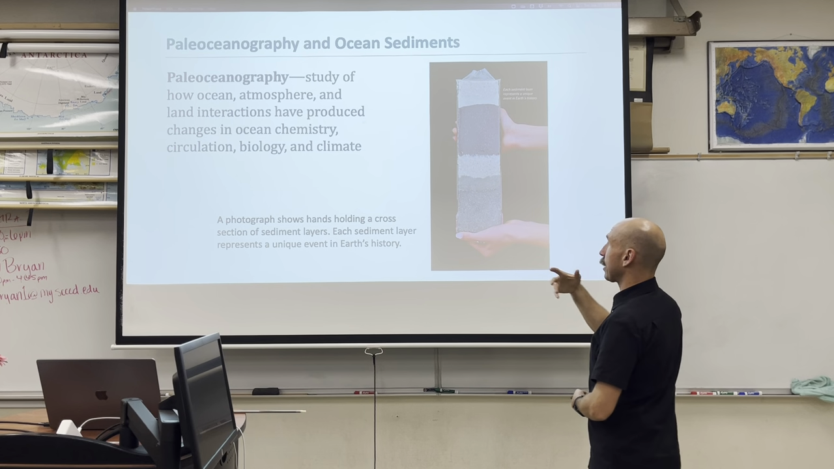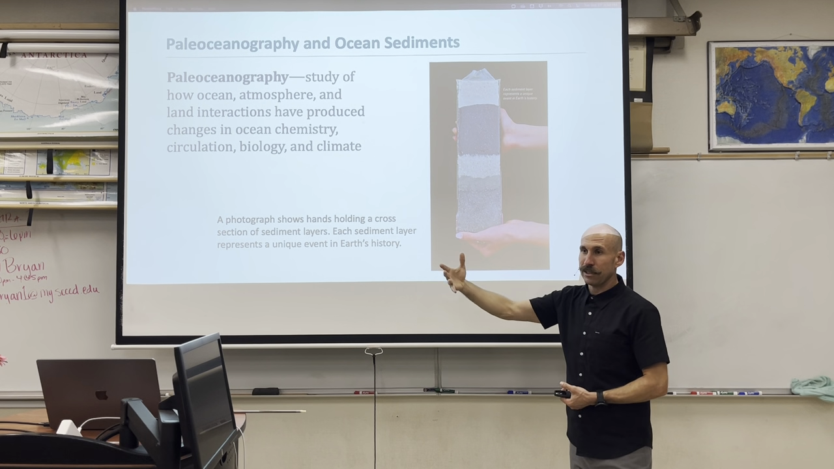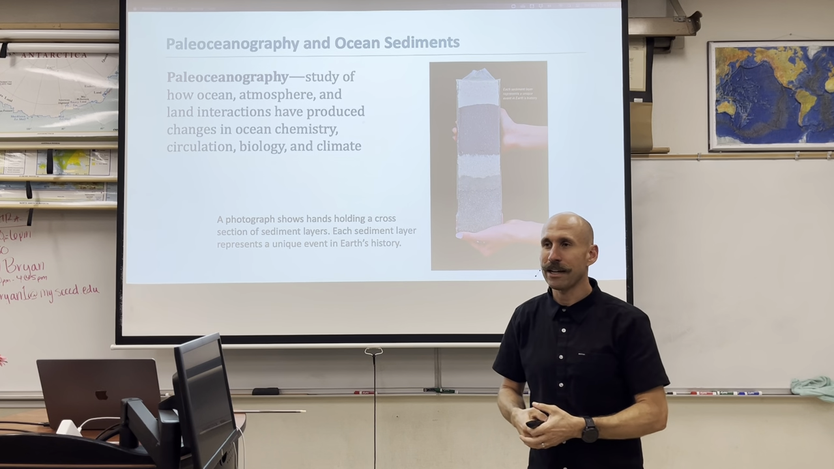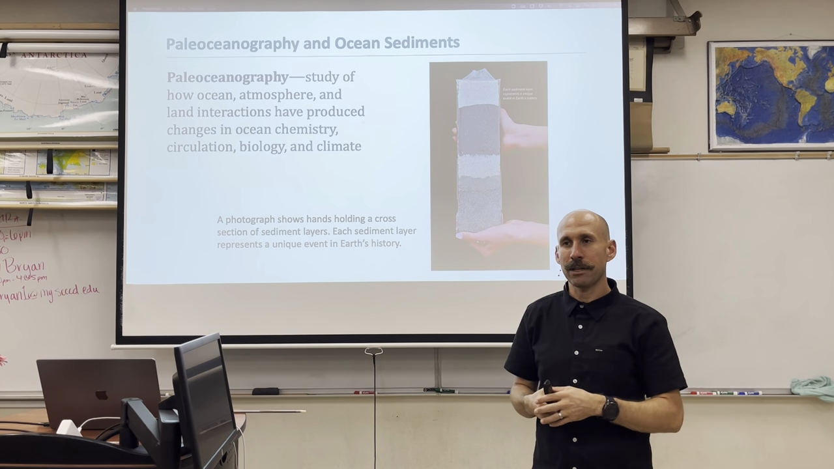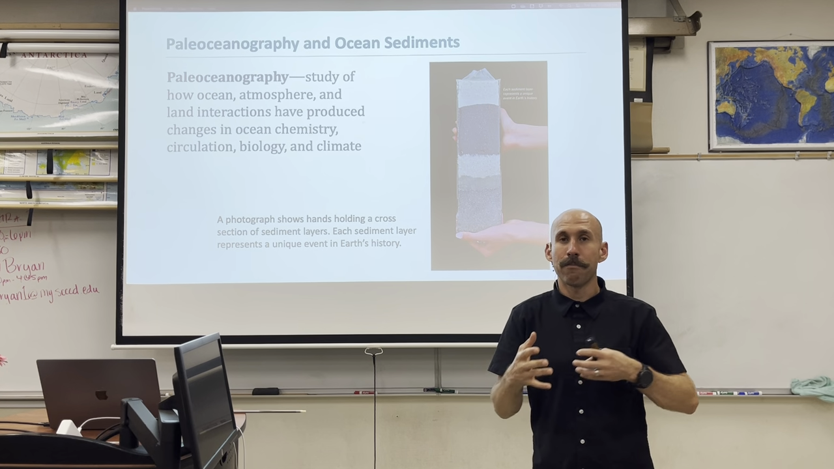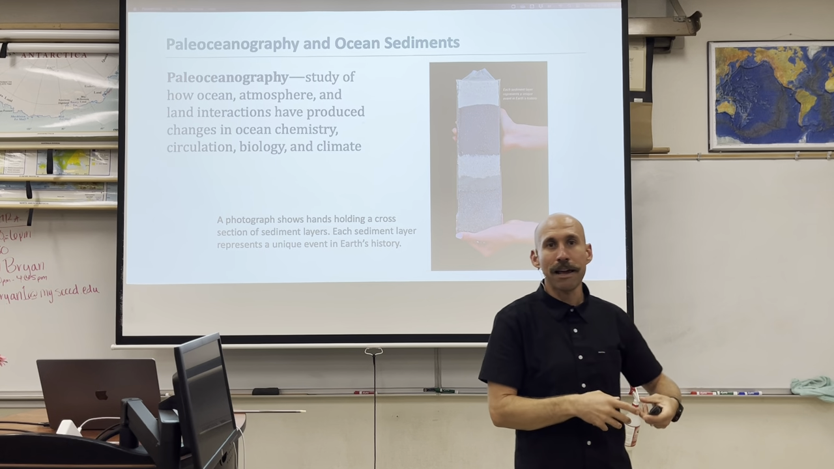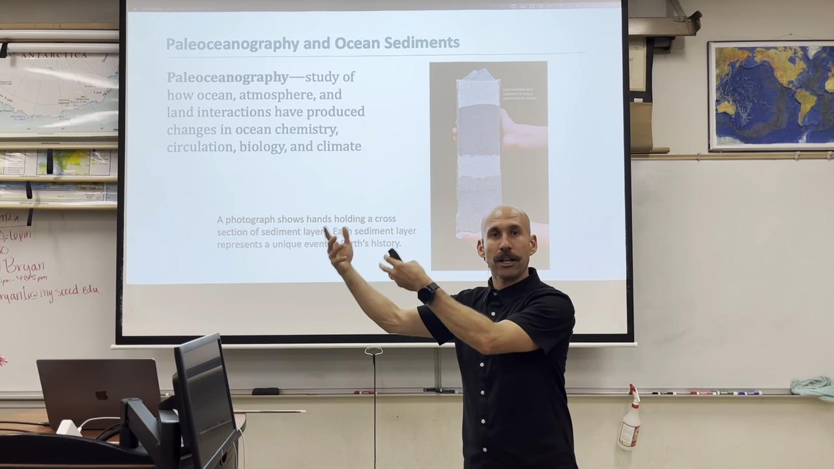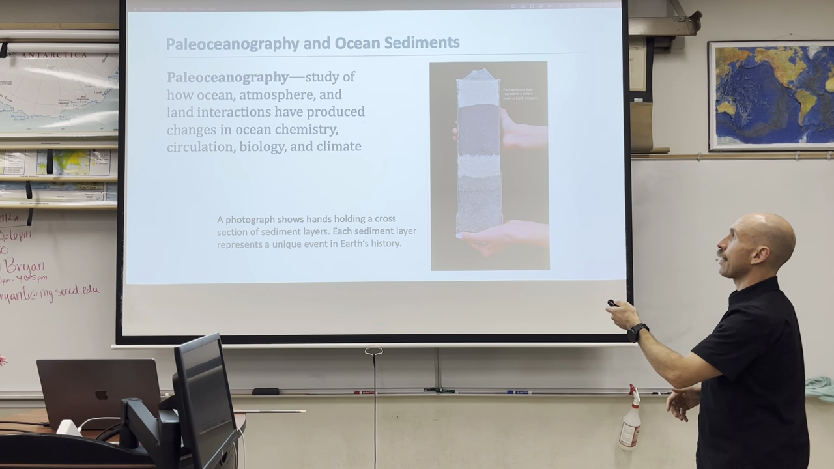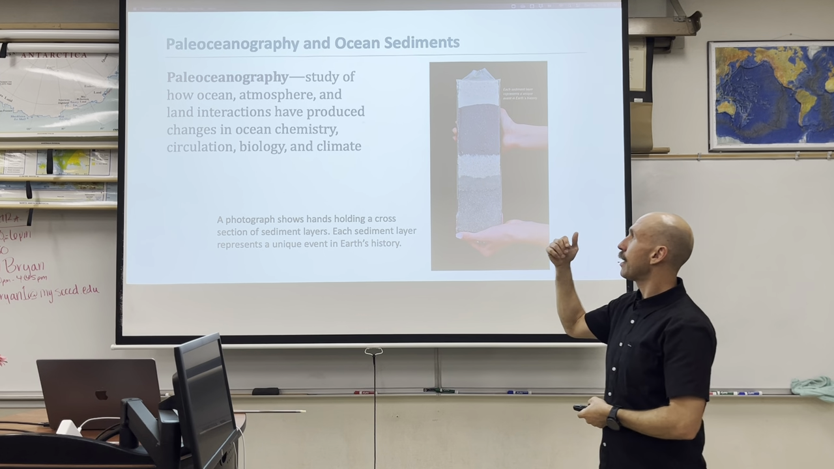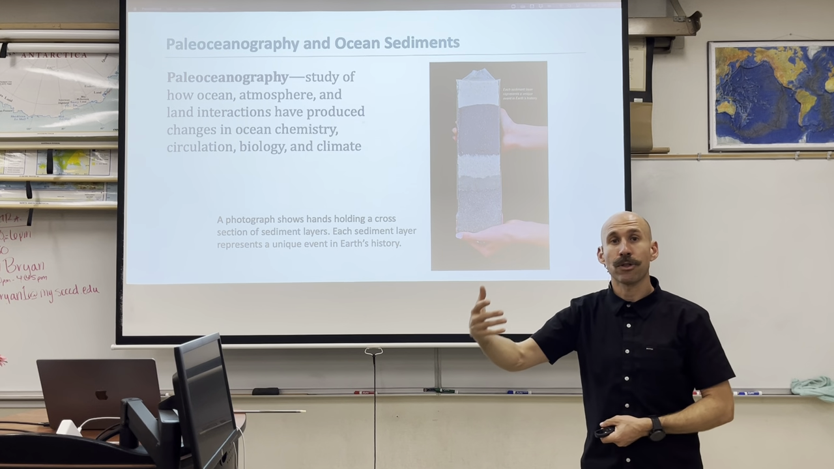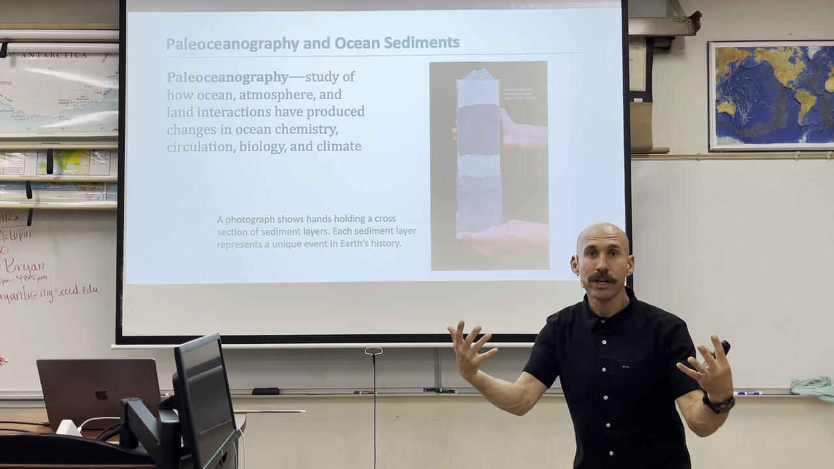This all comes together into this subset of oceanography called paleo-oceanography. And you could use these words interchangeably, but paleo means old or ancient. Paleontology, the study of ancient life. Paleoclimate, the study of ancient climates. Paleo-oceanography, the study of how the ocean, atmosphere, and land interactions have produced changes in ocean chemistry, circulation, biology, and climate through time. And how do we know this?